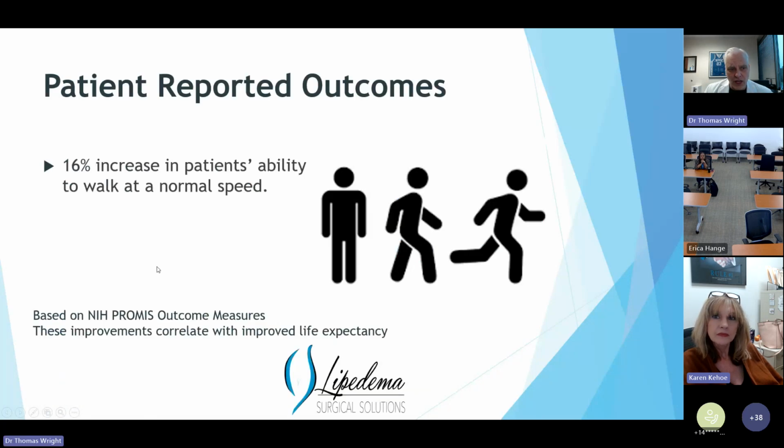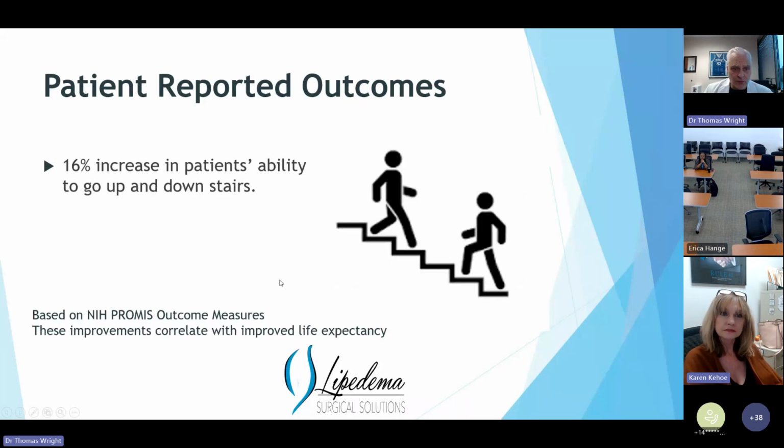So more on these patient outcomes. There was a 16% ability to walk at a normal speed, and that's based on these PROMIS measures. Now these improvements correlate with improved life expectancy and decreased risk of developing disability. So they have a huge impact in someone's life.